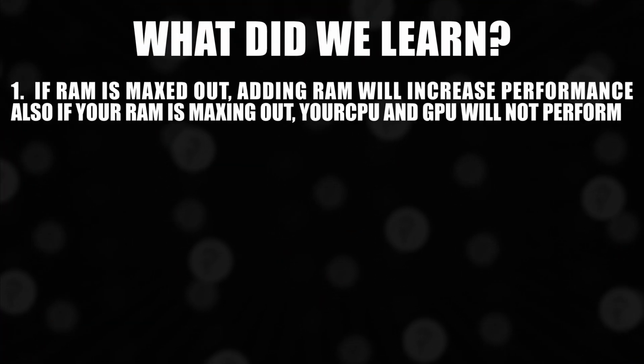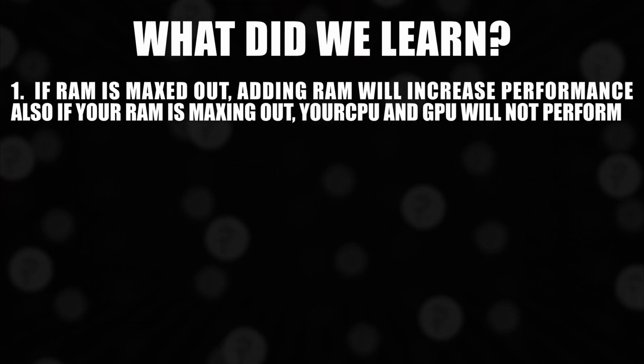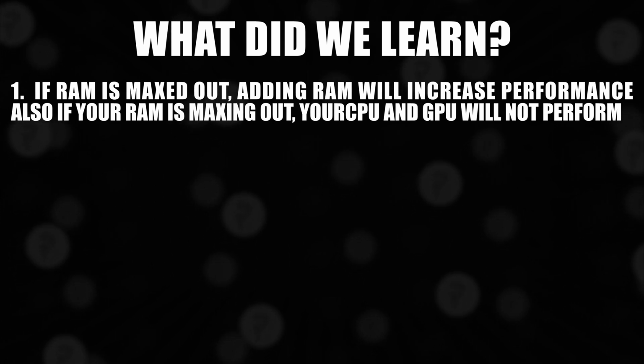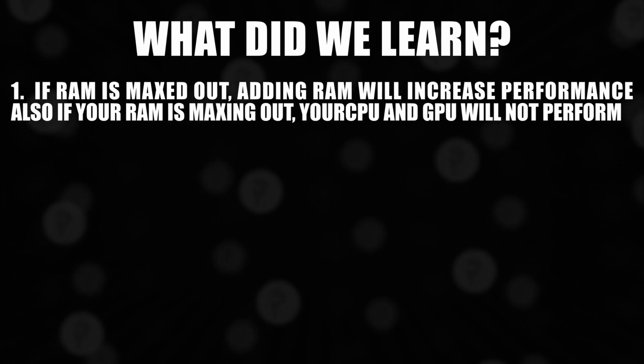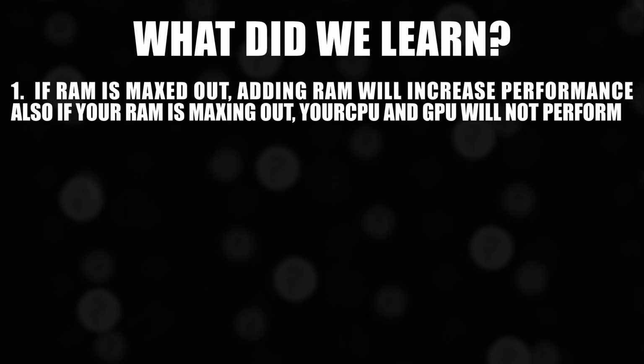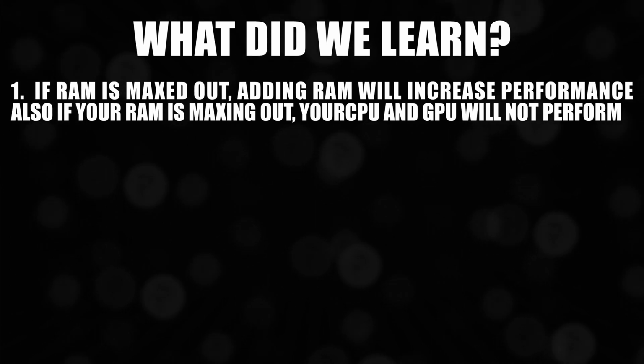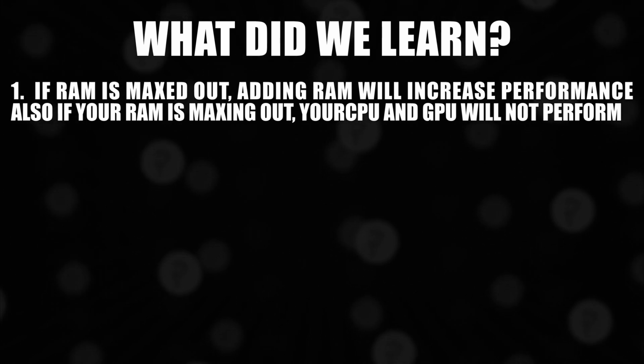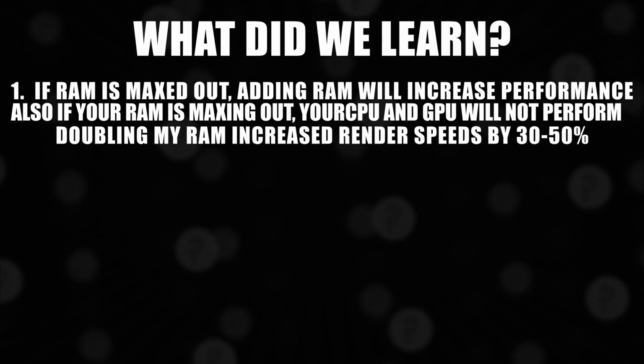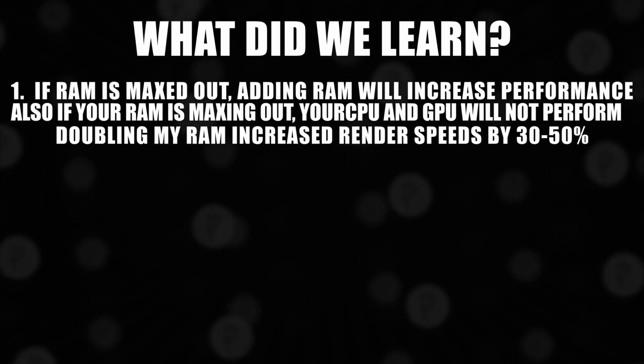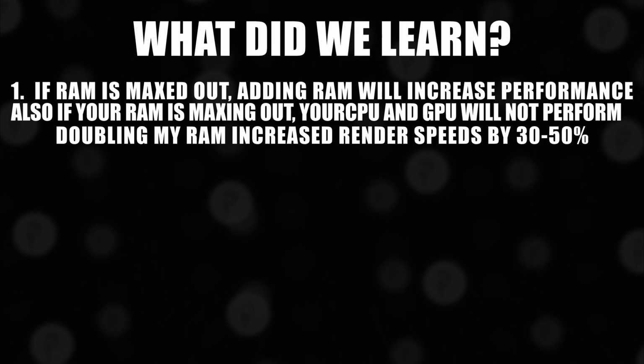Now, what we've learned in all this. First thing is, if your RAM is being maxed out while rendering, then adding RAM would absolutely increase performance. Having more RAM just allows your computer processor and your graphics card to breathe. This in turn makes everything run faster. Doubling my RAM from 32 to 64 gigabytes increased my render speeds anywhere from 30 to 50%.